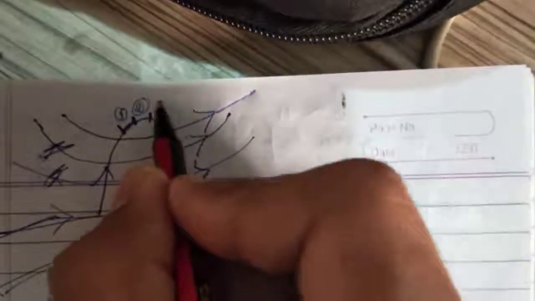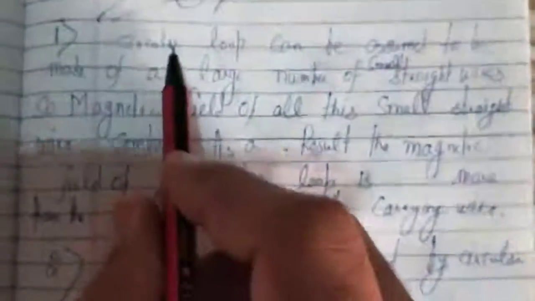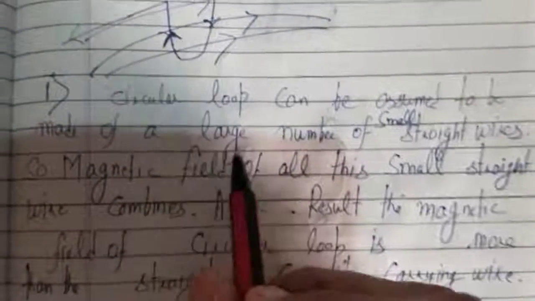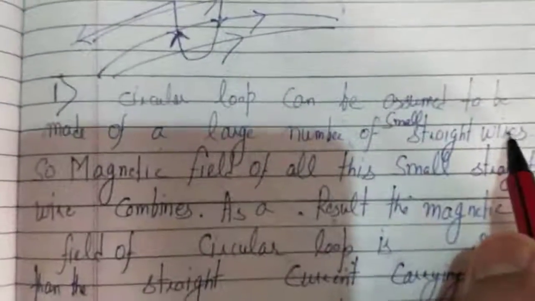So how can you treat this circular loop? This circular loop is made of so many straight conductors. Like this is also a straight conductor. This is also a straight conductor. This is one straight conductor. This is the second straight conductor. This is the third straight conductor. So we can say this circular loop is made of a large number of straight wires.